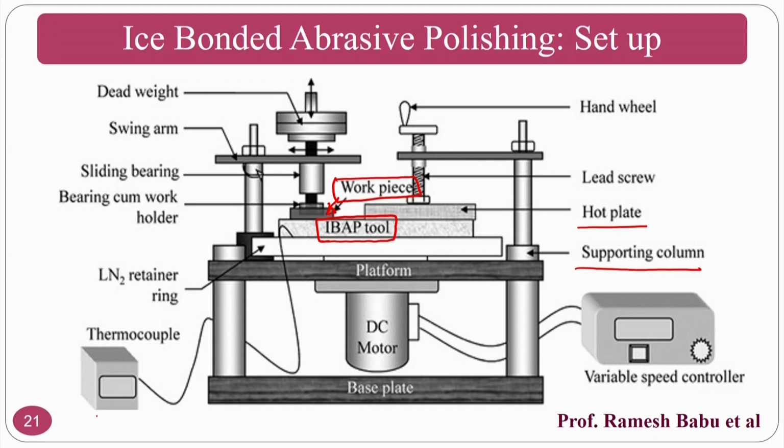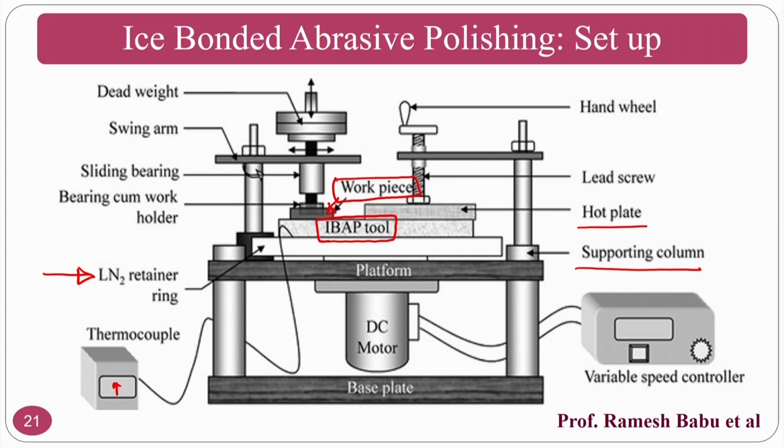You can use the thermocouple to control the temperature, and you also have a liquid nitrogen retaining ring. With liquid nitrogen, normally the temperature will be below minus 100 degrees. So it will always keep your tool very firm and the abrasives intact. For that purpose, normally a liquid nitrogen ring and other things can be used.